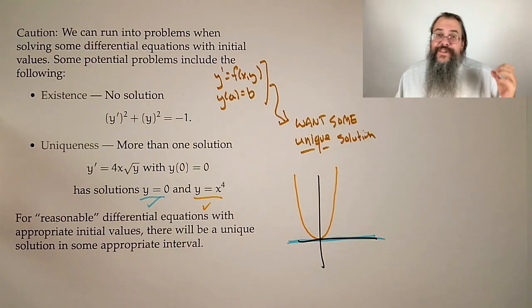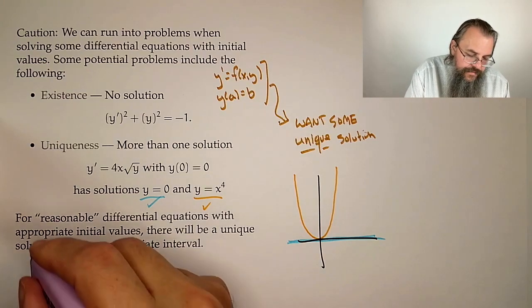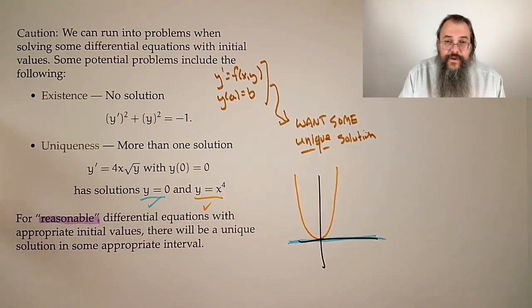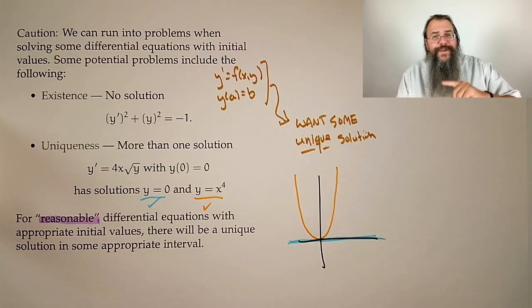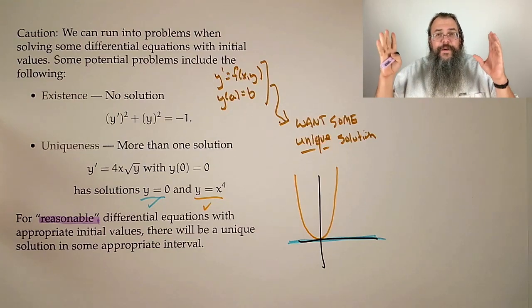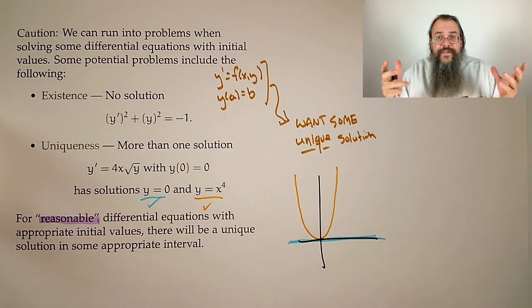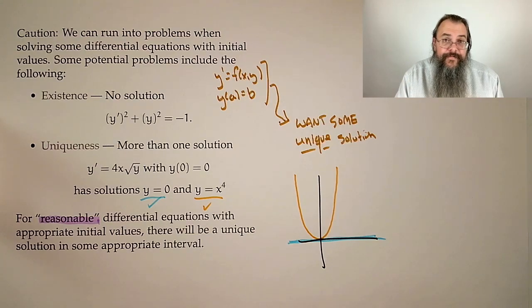All right, but there's good news. The good news is if we start with something which is reasonable, and we're going to talk about reasonable in our next meeting, then we're going to get a solution and it will be unique. And so that's the good news.